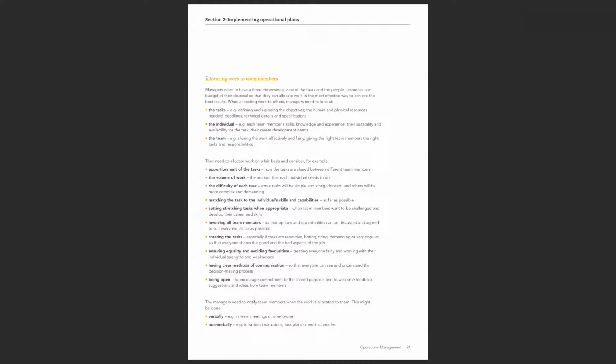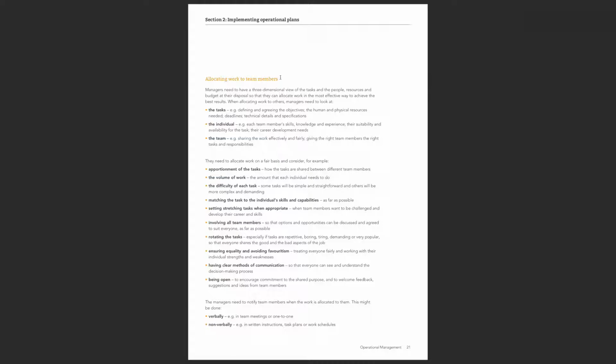As we have already seen, there are many factors that influence the operational plan. Therefore, you need to have a three-dimensional view of the task, the people, the resources, and the budget at their disposal so that they can allocate work in the most effective way to achieve the best results.